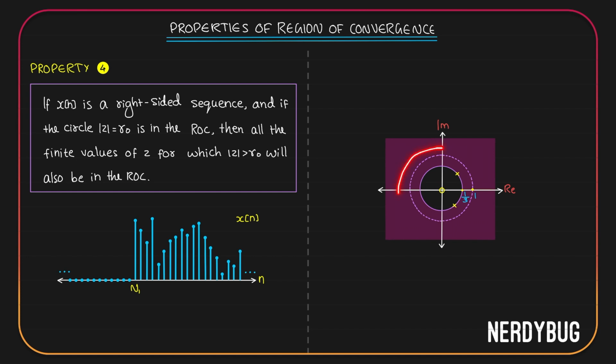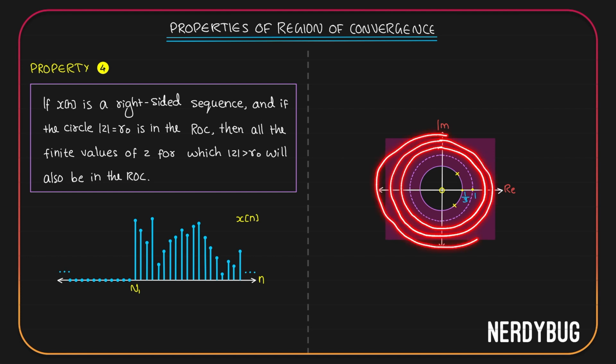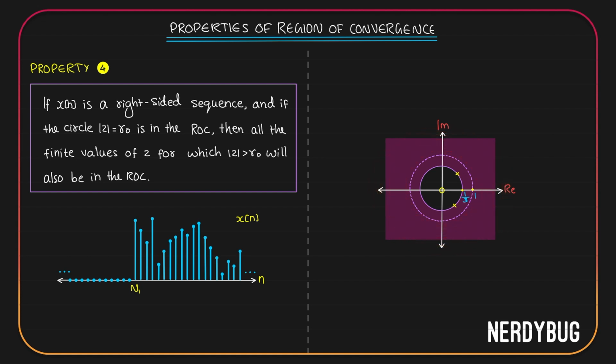Now, assume that a circle whose radius is 3 is included in the ROC. Then obviously all the other circles whose radii are greater than 3 are going to be included in the ROC. That is exactly what is written in the property. If the circle with magnitude z equal to r naught is included in the ROC, then all the other circles whose radii are greater than r naught will also be included in the ROC.